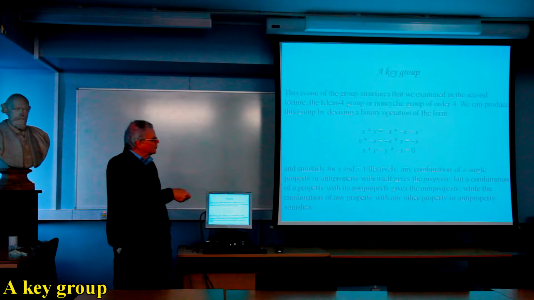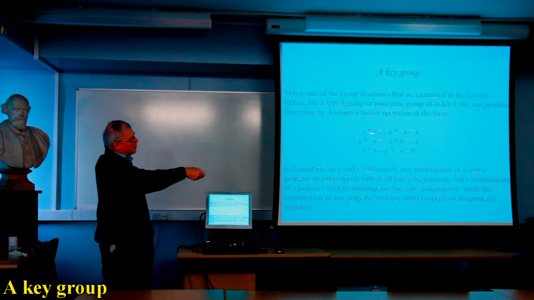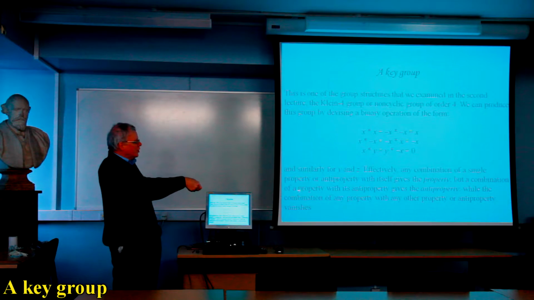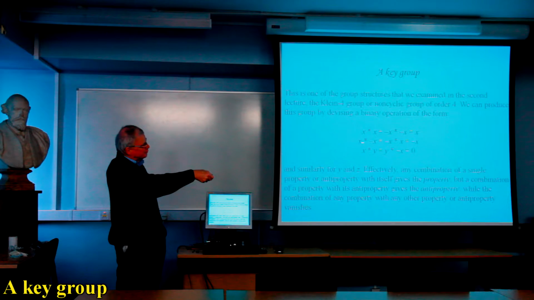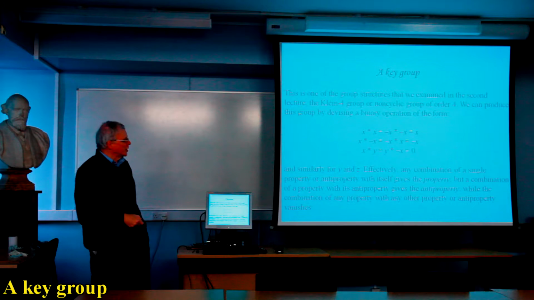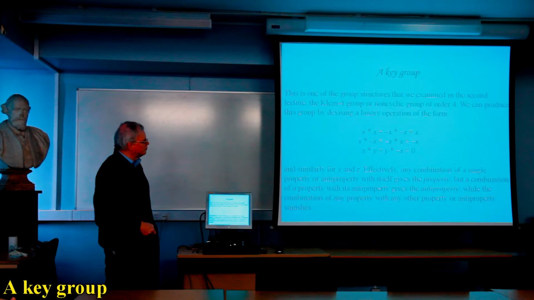if we set up binary operations of this form. So any combination of a single property or anti-property with itself gives the property, but a combination of a property with an anti-property gives the anti-property, like so. Fairly similar to multiplication rules. And then if it's with a completely different property, then it doesn't count, it's 0.